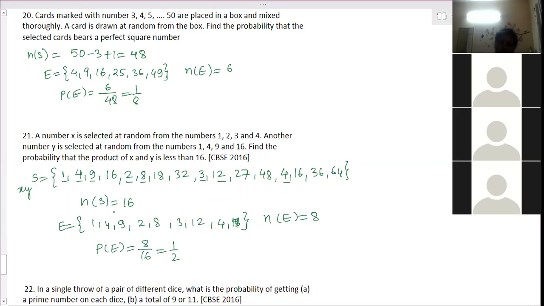But isn't 4 getting repeated? So that 4 product is due to... Okay, ma'am, I understood. One 4 is due to 1 into 4 and the second one is due to 4 into 1.